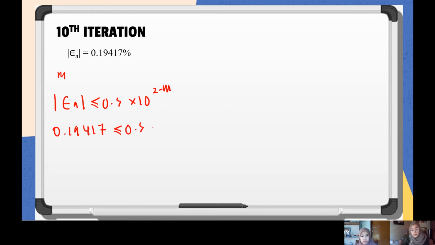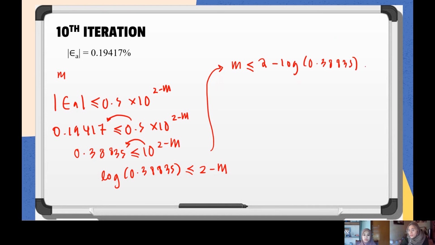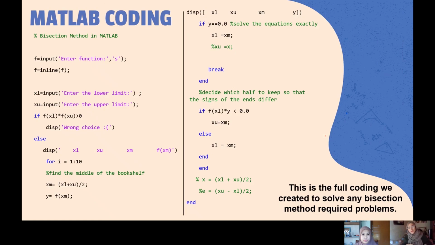0.19417 lesser than 0.5 times 10 to the power of 2 minus m, and we move this forward, so then 10 to the power of 2 minus m, and to solve this we have to incorporate log, so we are left with log 0.38835 less than 2 minus m, and now we are left with m less than 2 minus log 0.38835 equals 2.4108. So therefore, m equals 2. The number of significant digits at least correct in the estimated root of 14.585 is 2. And that's the 10 iterations, and that's from us, moving on to MATLAB coding.